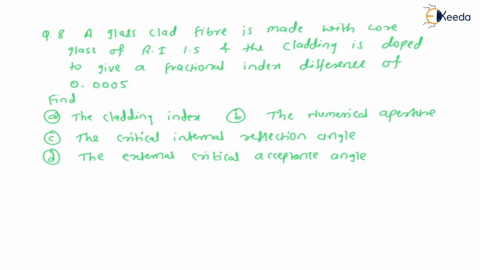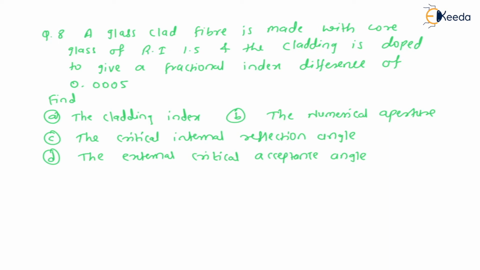If you remember, while doing the mathematical expressions, I told you what index difference is. Index difference means the difference between the refractive indices of core and cladding. But here the fractional index difference is nothing but the relative refractive index.